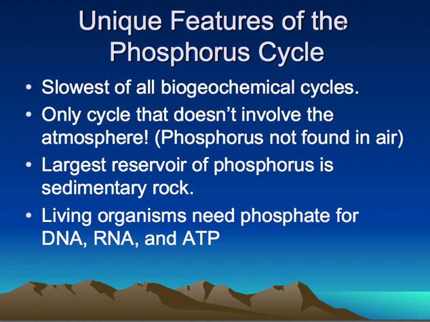So unique features about the phosphorus cycle. One is that it's the slowest of all biogeochemical cycles. The reason it's so slow is because it involves rocks, either making rocks or breaking down rocks, and that obviously takes a very long time. It's also the only cycle that doesn't directly involve the atmosphere, because phosphorus isn't really found in the air. It's useful to know that the largest reservoir of phosphorus is sedimentary rock.